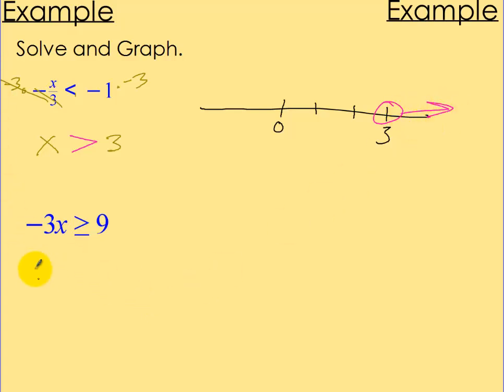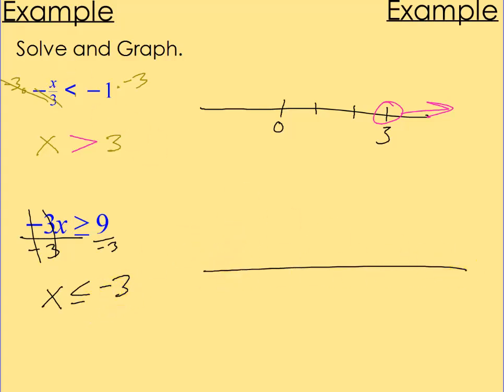Now the next one. So divide by negative 3 on both sides. Since we're dividing by a negative 3, it's going to flip the sign. x is less than or equal to 9 divided by negative 3, which is negative 3. So let's graph that. I'll put a 0 right here in the middle, and I go down, negative 1, negative 2, negative 3 is right here. I'm going to do a closed circle since it's or equal to, and x is less than that, so less than goes in the negative direction. That's my graph, and that's it.